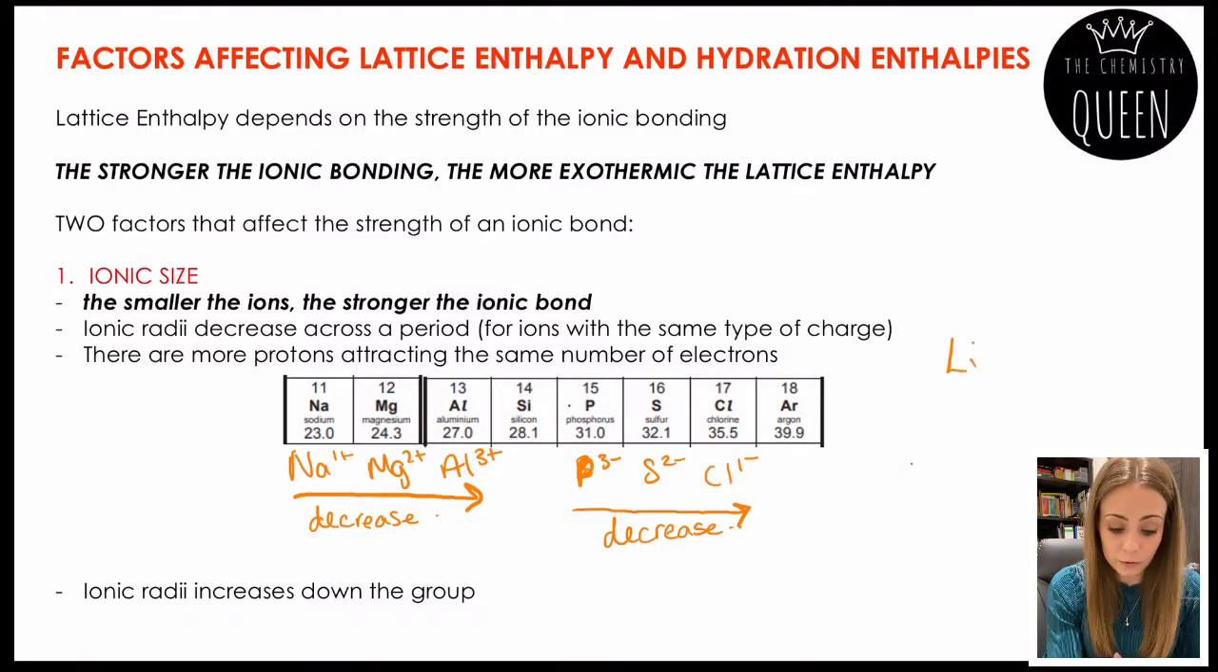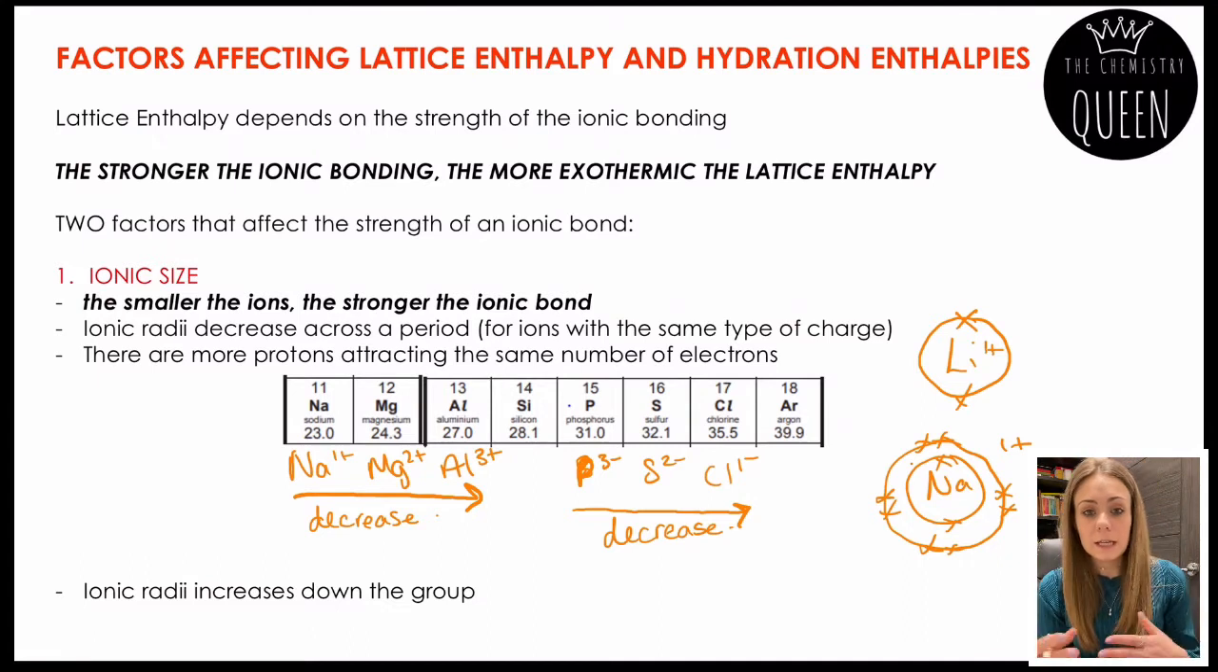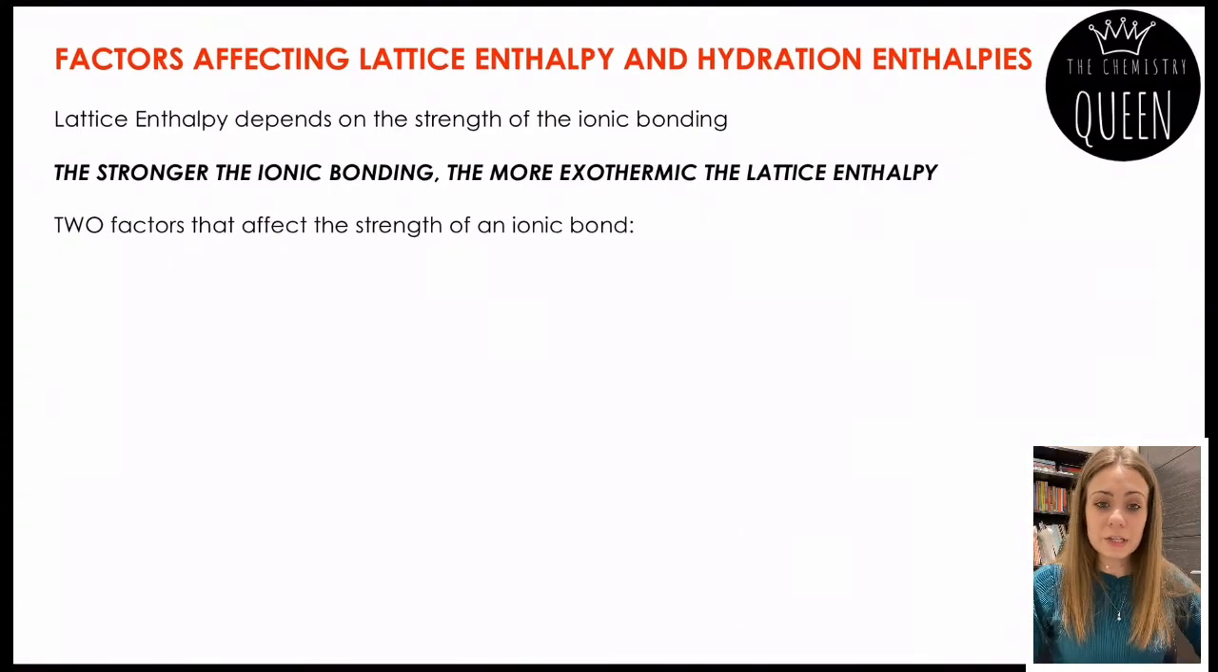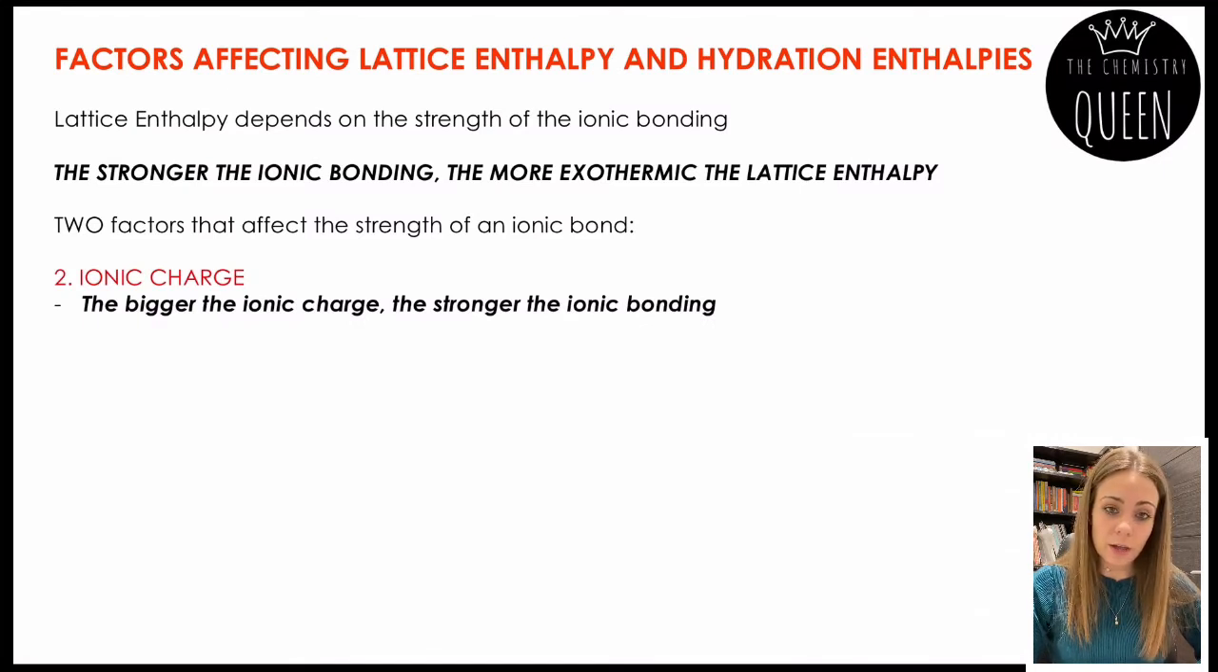So if I just stick with group 1, a lithium ion will have 2 electrons, and a sodium ion will have 10 electrons. So you can see as you go down the group, you're adding an electron shell each time, meaning that the ionic radii is obviously going to increase down the group. So the second factor that affects the strength of an ionic bond is the ionic charge, and the bigger the ionic charge, the stronger the ionic bonding.